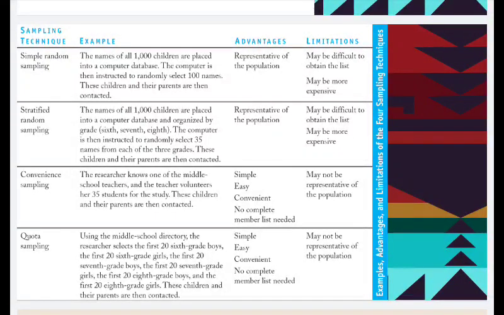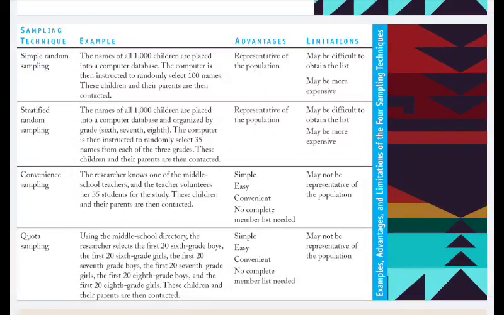The names of all 1,000 children are placed into a computer database and organized by grade, 6th grade, 7th grade, or 8th grade. Now, the computer is then instructed to randomly select 35 names from each of the 3 grades. So, 35 sa 6th grade, 35 na naman sa 7, at 35 naman sa 8. So, in a stratified po, okay? May strata. These children and their parents are then contacted. Okay? Kailangan na po talaga i-contact, no? So, representative of the population, yun yung advantage niya. Mabibigyan talaga ng representative yung population. And maybe difficult to obtain the list and maybe more expensive din naman.